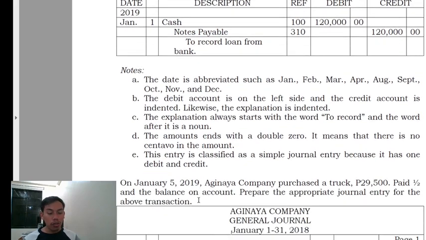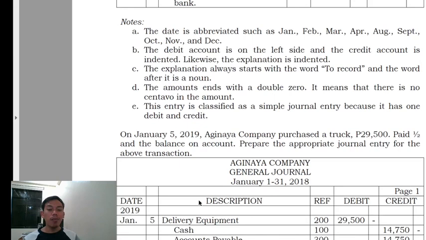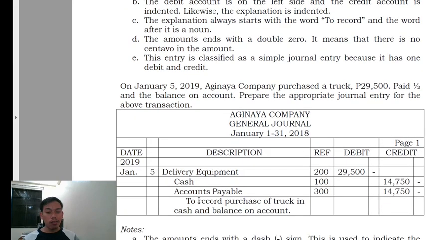What if, on January 5, Siginaya Company purchased a truck, 29,500, paid one half and the balance on account. Prepare the appropriate general journal entry for the above transaction. So, sana nagigets nyo itong ginagawa natin na nire-record. So, January 1 to 31, 2018. Dapat 2019 yan, mali. Dapat ito 2019, sorry.